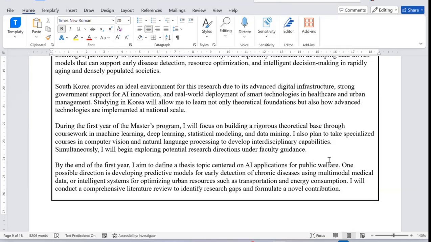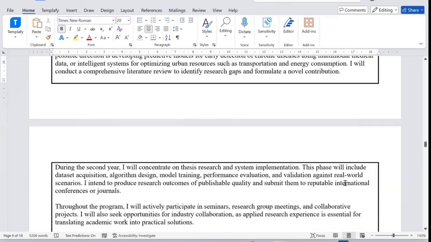By the end of the first year, I aim to define a thesis topic centered on AI applications for public welfare. One possible direction is developing predictive models for early detection of chronic diseases using multimodal medical data or intelligent systems for optimizing urban resources such as transportation and energy consumption. I will conduct a comprehensive literature review to identify research gaps and formulate a novel contribution.